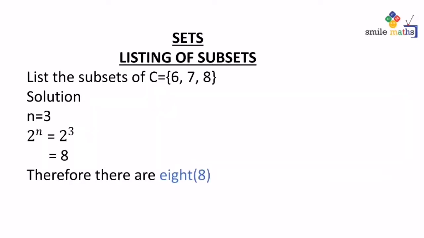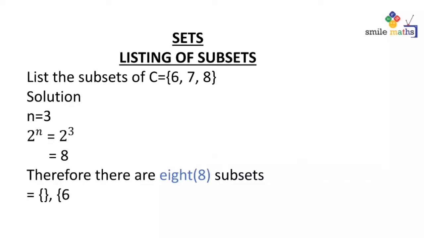Now this is how we list it. We are going to have the null set, of course. Then we list them one after the other, 6, 7, and 8. Then we are going to list them 2 by 2, so we are going to list all the possible 2 sets. Then the set itself, that is the 3 elements, will come. So let's see how it is.